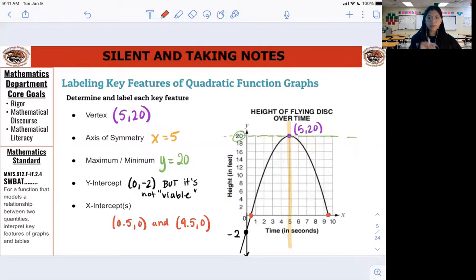Right? And if you think about it, that's where the frisbee starts. So it's on the ground, I guess. Kind of weird. I feel like a frisbee shouldn't start on the ground, but okay. So maybe they kicked it, I don't know. But it starts on the ground, they kick it upwards, it comes back down, and it hits the ground again.